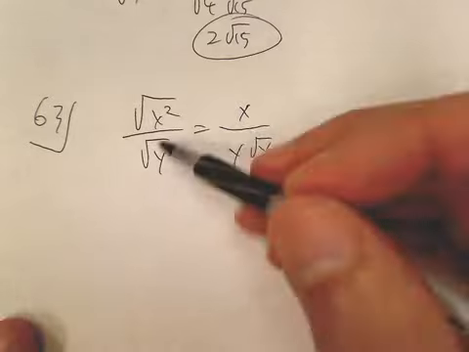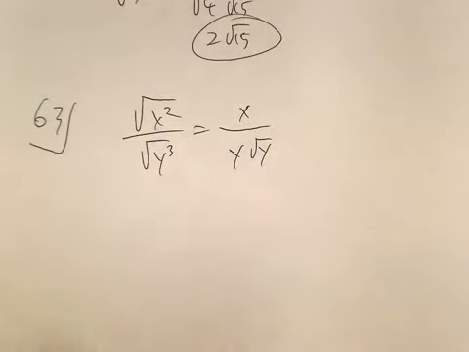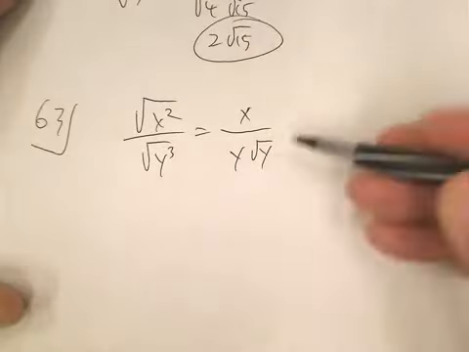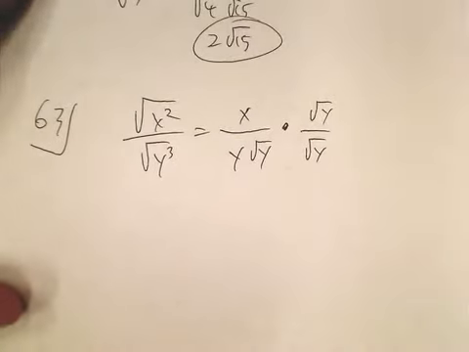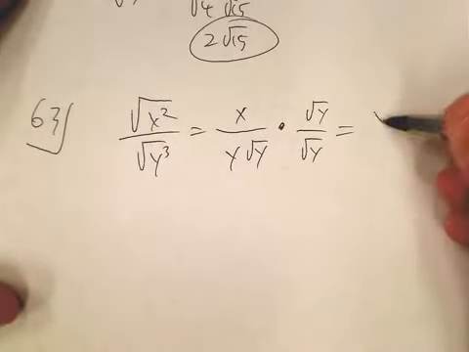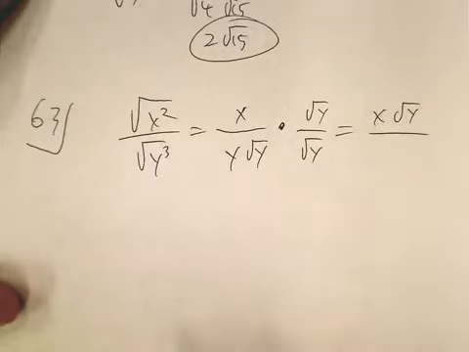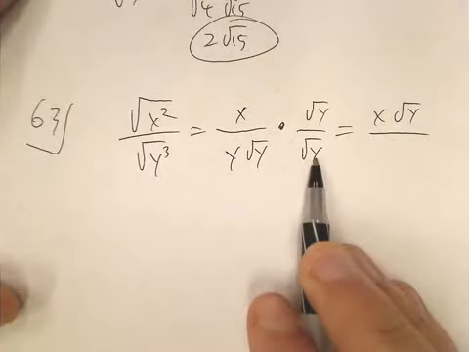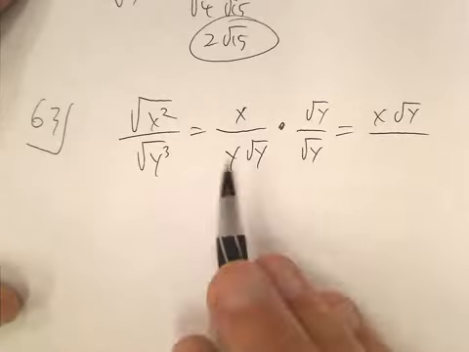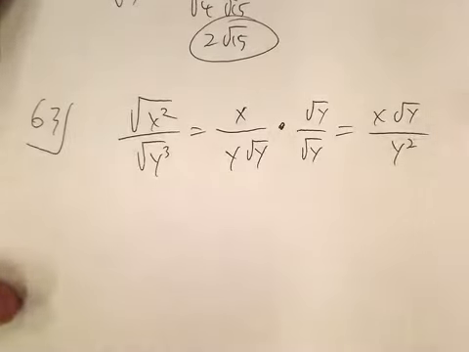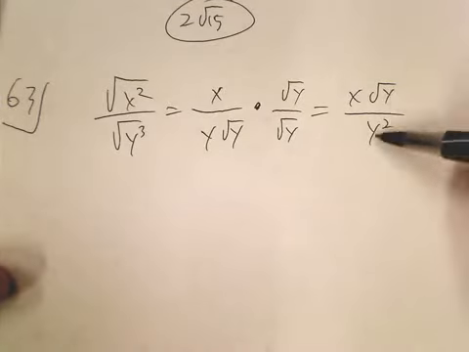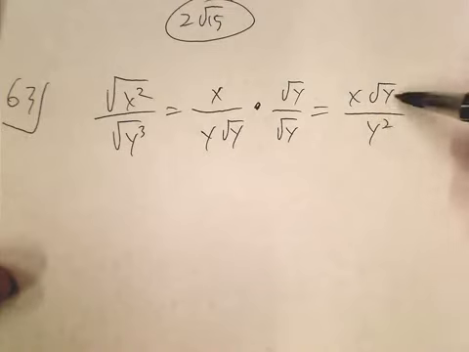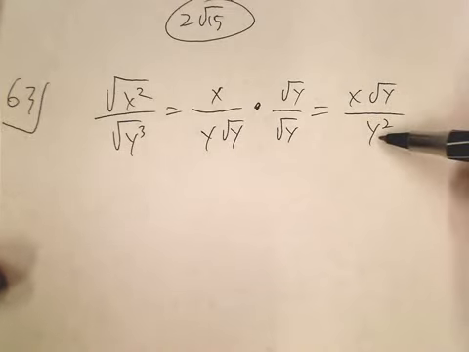Okay, so nothing reduced, so I went ahead and simplified the radicals individually. Now, what I have to do here, I have a radical left in the denominator, so I have to multiply by the radical that's left in the denominator. This will give me x square root y, and square root y times square root y is just y, times y is y squared. And that's going to be my final answer. The y and the y squared here do not cancel out because that y is inside a square root and that y squared is not inside a square root.